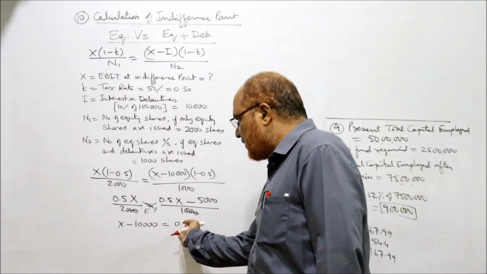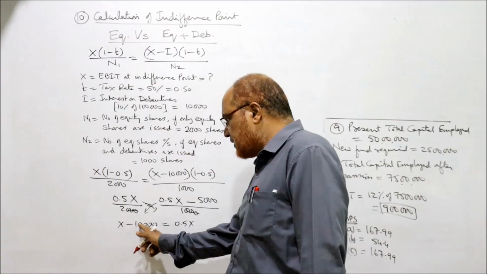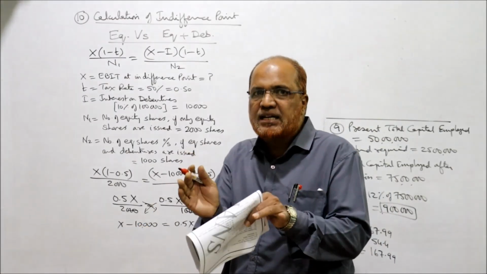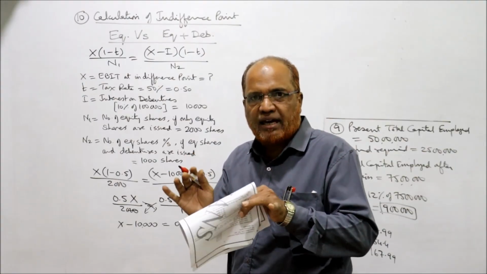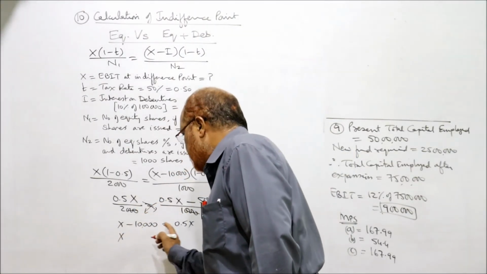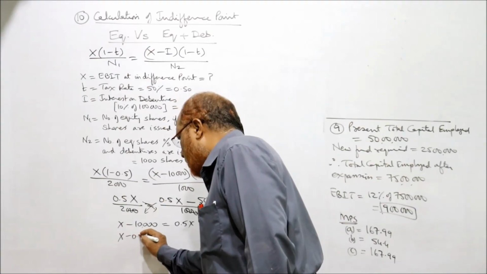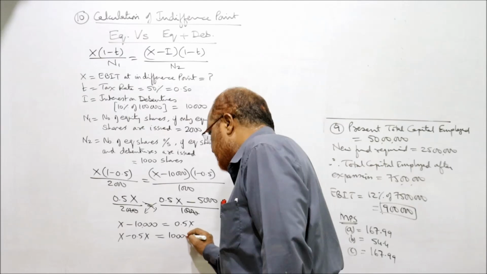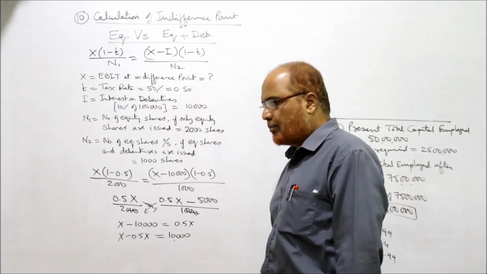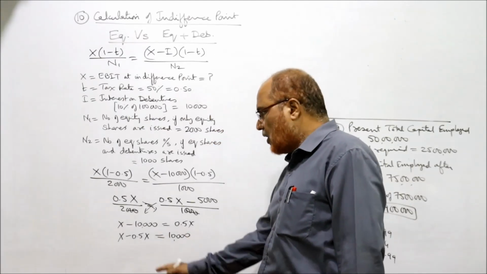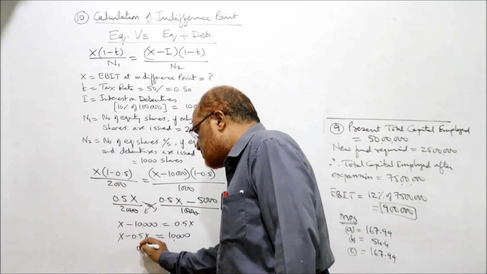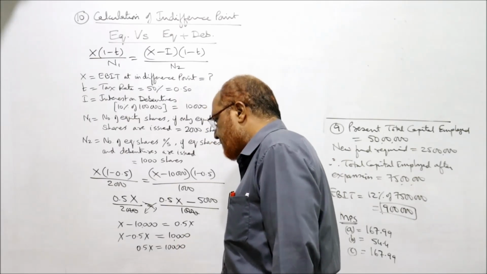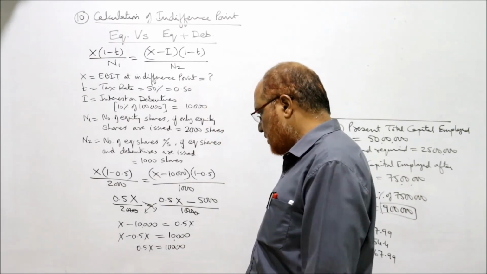Now bring this 0.5X to LHS and take this minus 10,000 to RHS. तो साइन चेंज हो जाएंगे. दोनों X एक जगह रख देंगे. ये X, ये प्लस इधर आकर minus 0.5X is equal to minus 10,000 will become plus 10,000. Now X minus 0.5X is 0.5X is equal to 10,000.